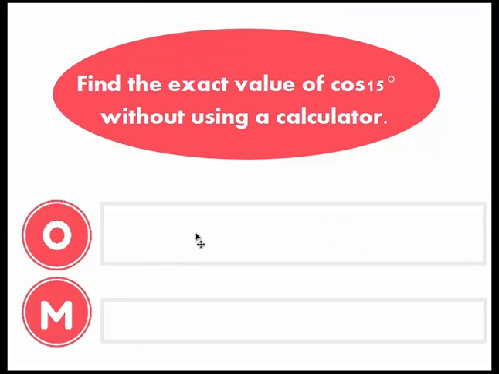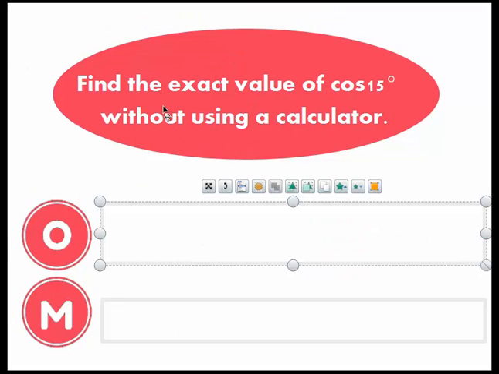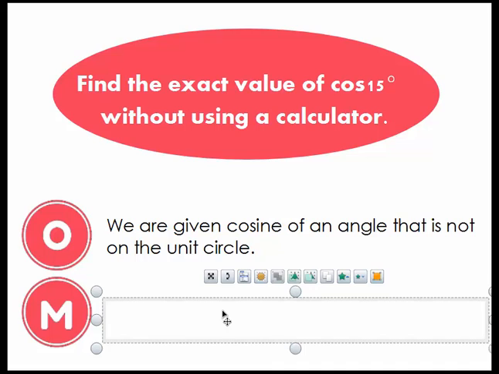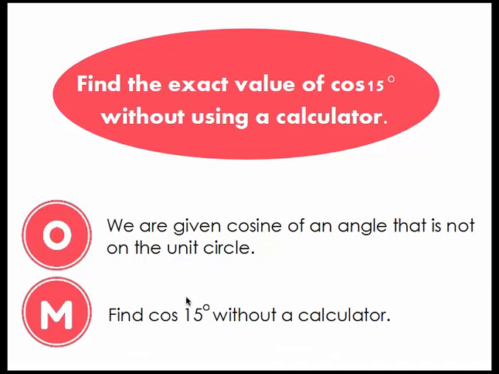The first thing we should observe in this problem, when it says find the exact value of cosine 15 degrees without a calculator, is that we're given cosine and that the angle we're given to find without a calculator is not on our unit circle. So our mission for this problem is going to be to find cosine of 15 degrees without a calculator.